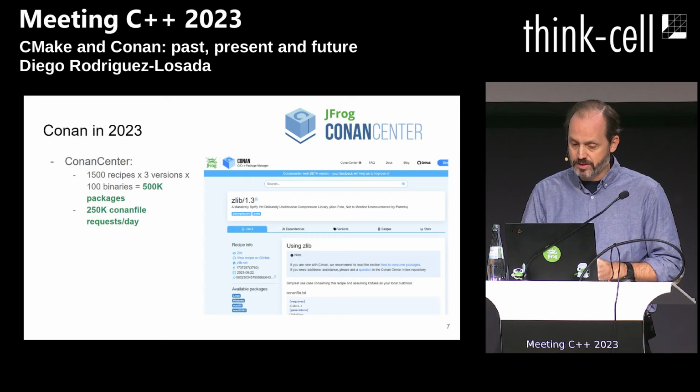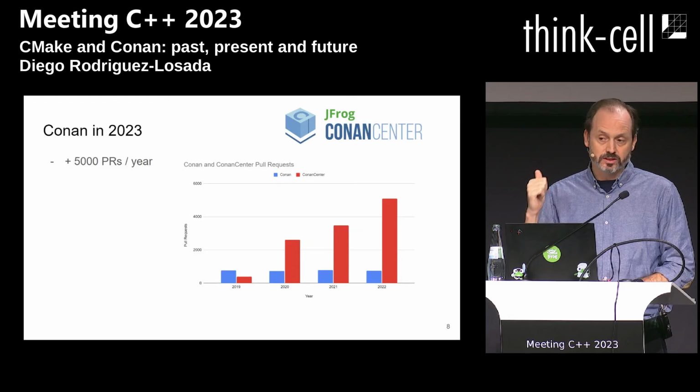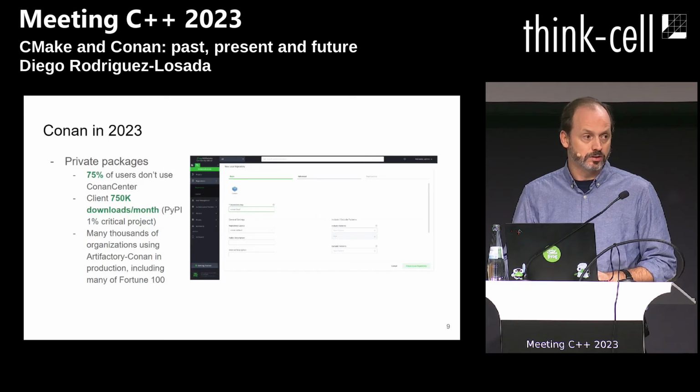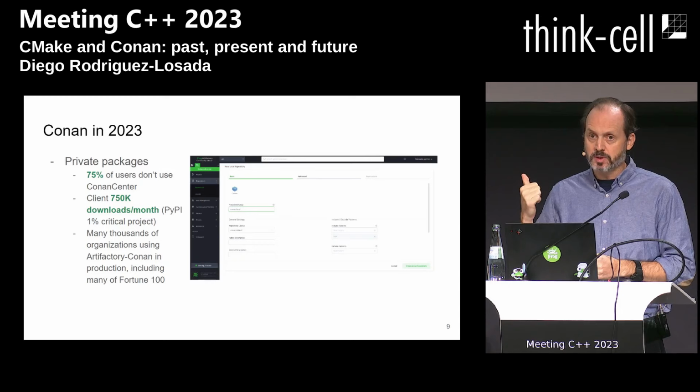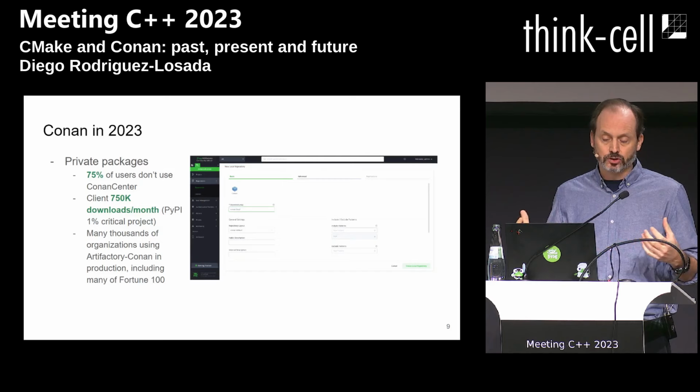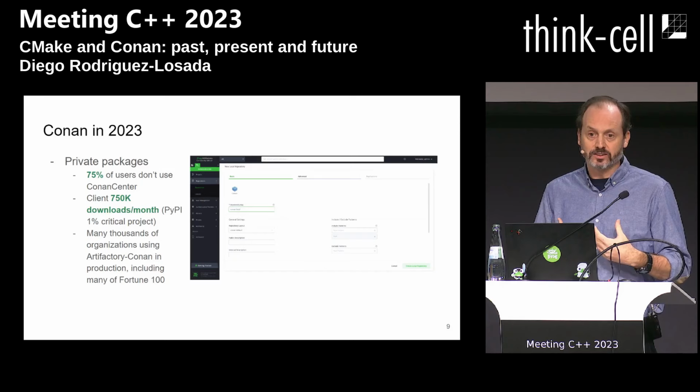These recipes were contributed by our amazing community. Last year alone, we got more than 5,000 pull requests for Conan Center, for these recipes. And also, we got a ton of feedback from private users. In this case, Conan and C++ is very, very enterprise. So there are tons of enterprises using Conan privately, actually way more than people using Conan Center. And they are also driving a lot of feedback and asking, hey, how do they want us to evolve Conan and CMake integration together for their needs?